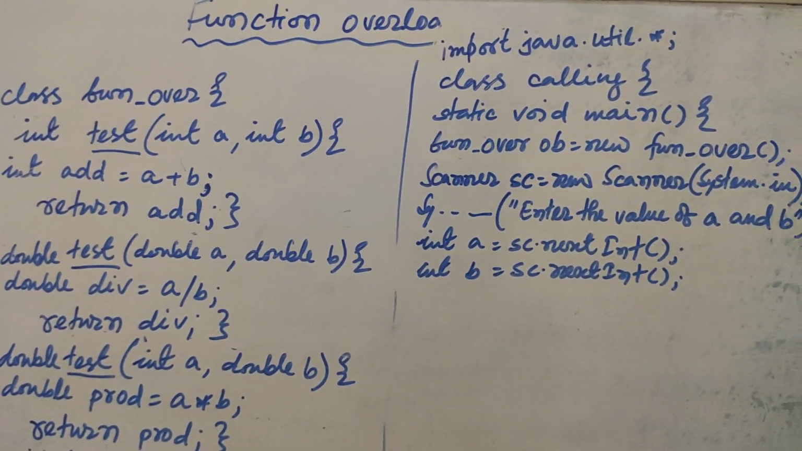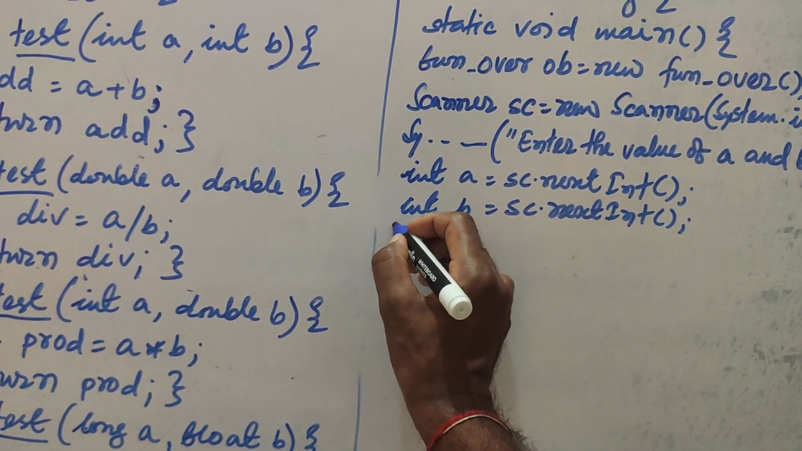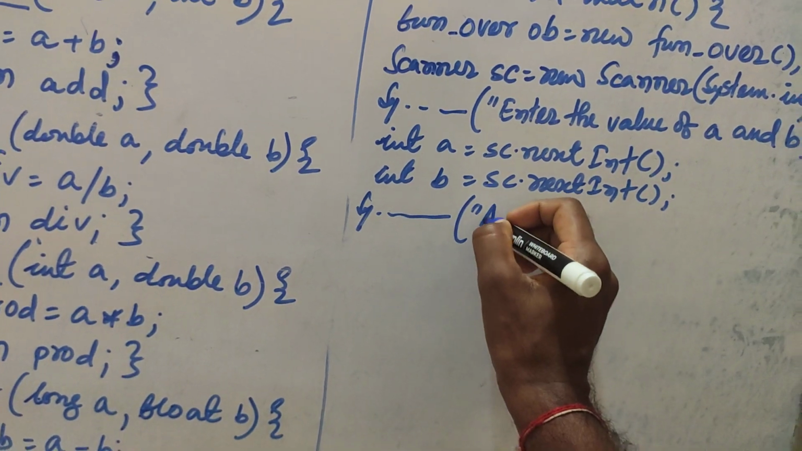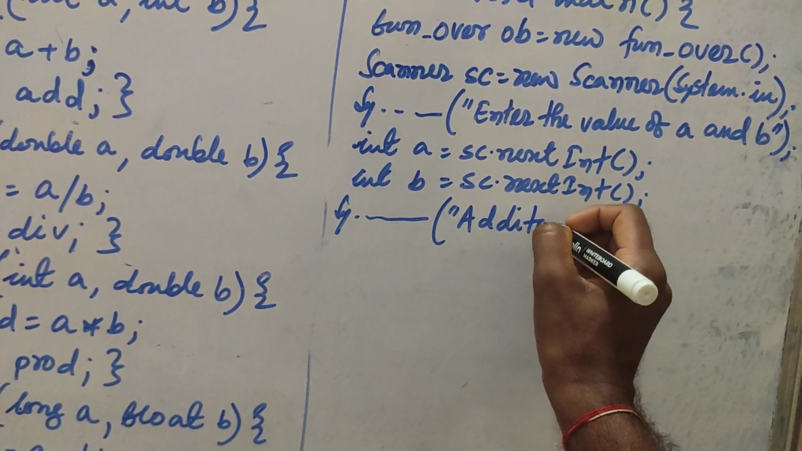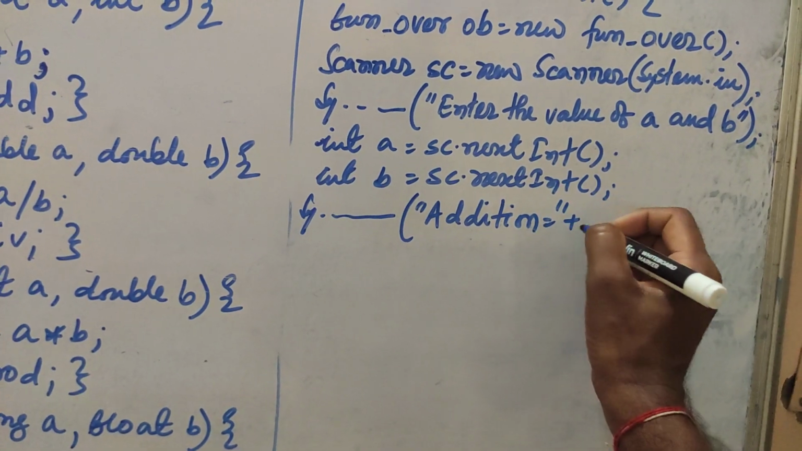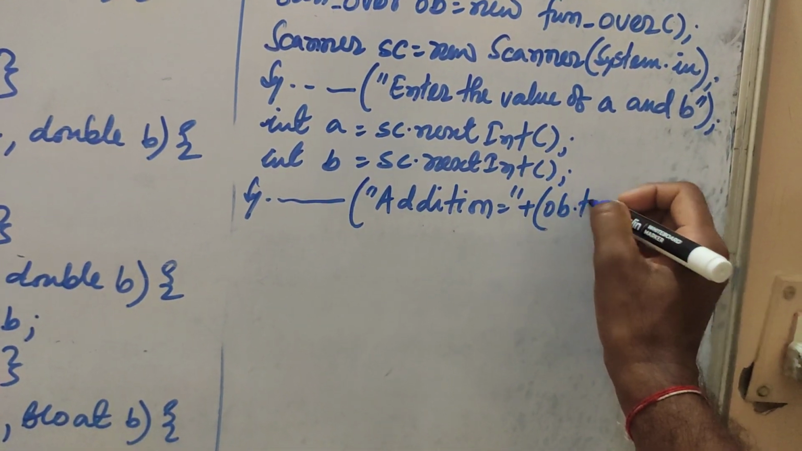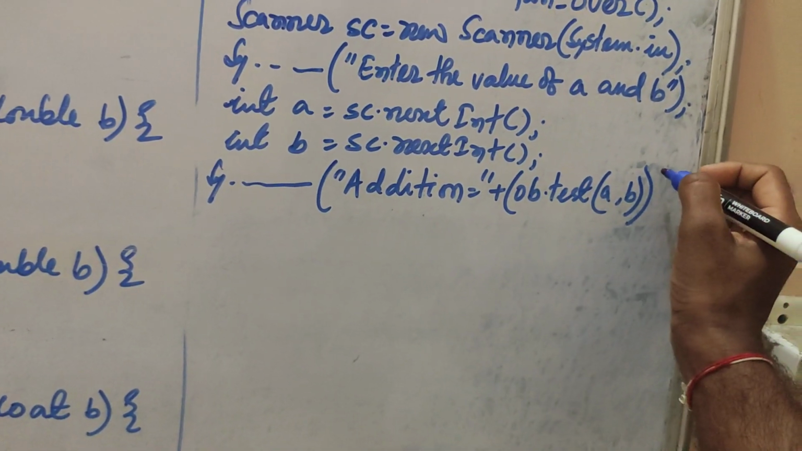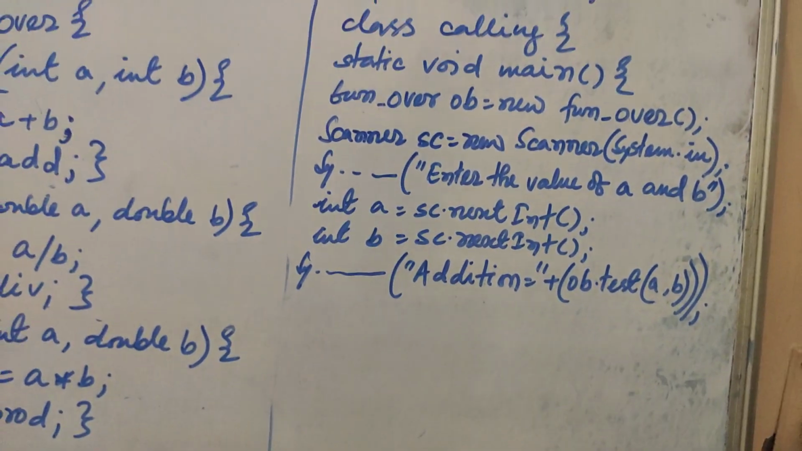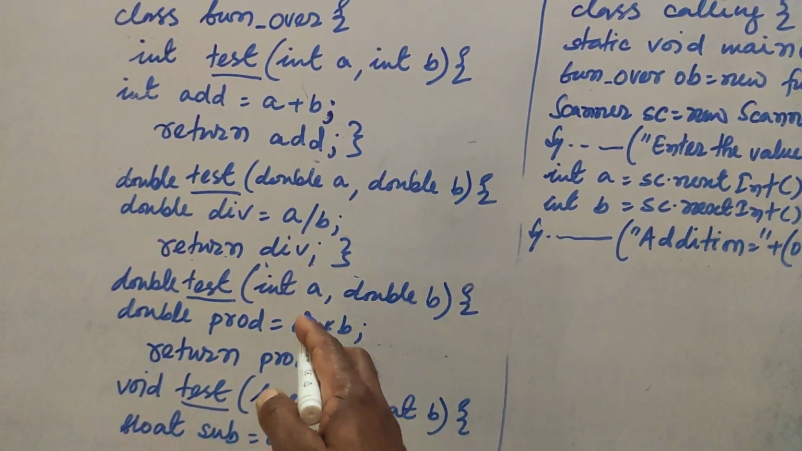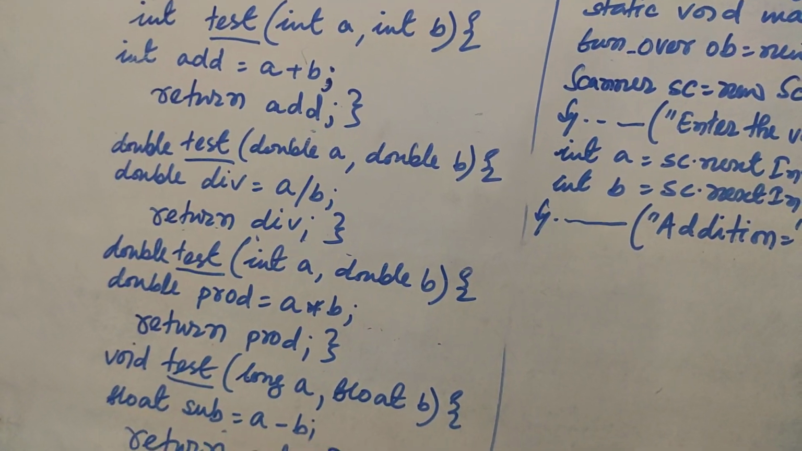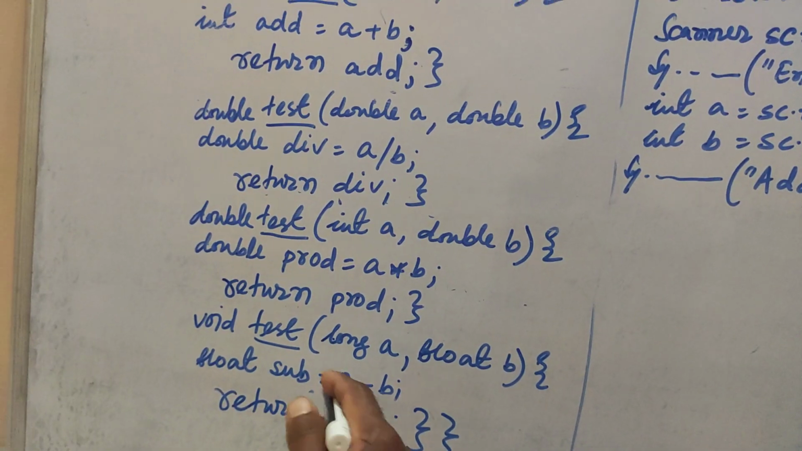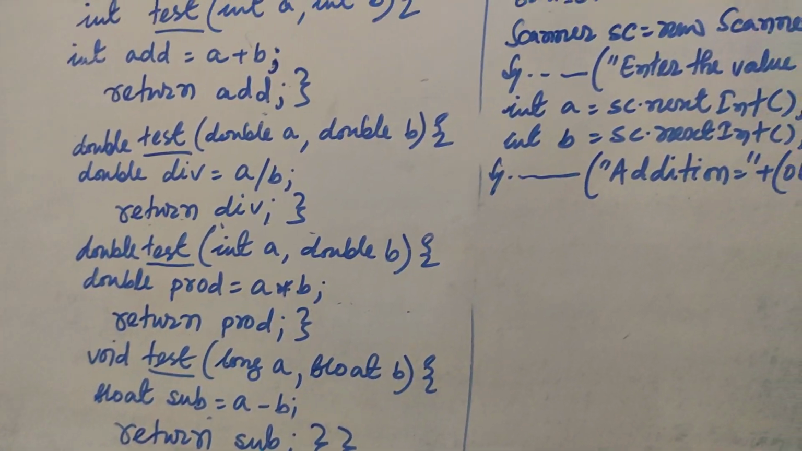Now after that you need to write system.out.println addition to plus ob.test a comma b. Okay. Now suppose this one I want to call, or maybe this one I want to call. Okay, any one. Suppose last one, subtraction.